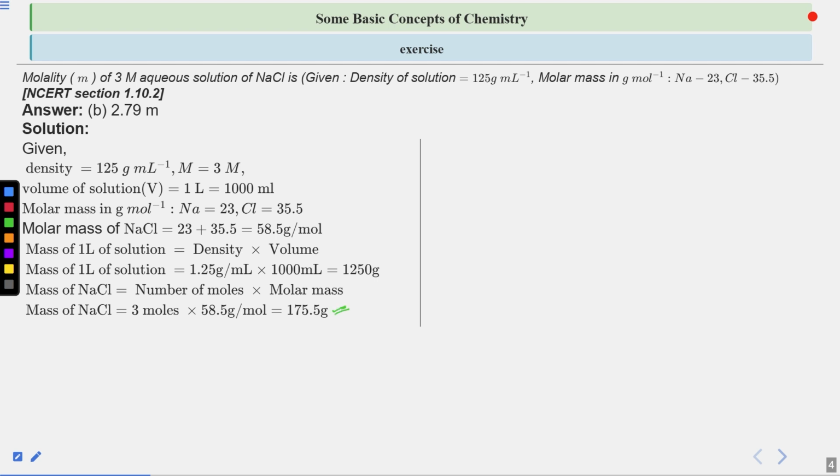So first we have to calculate the mass and then we have to calculate the number of moles. Yes, you have to do that. Thank you for the explanation.